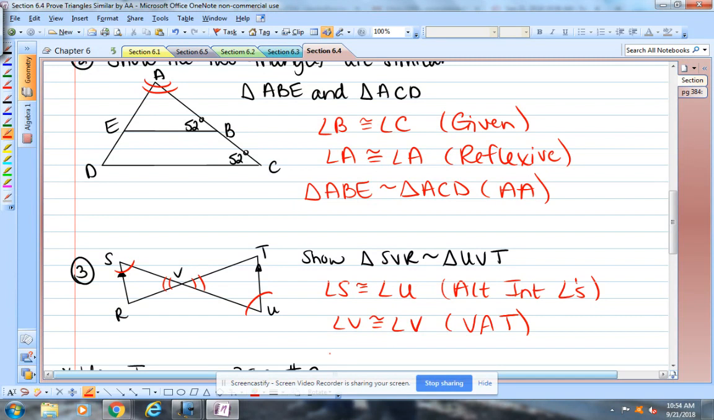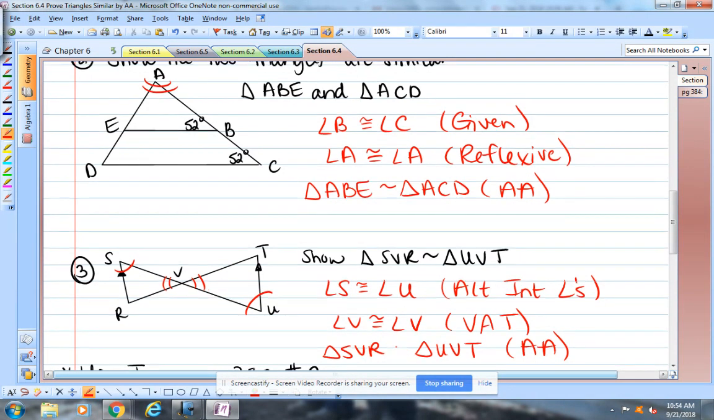Yes, I have two angles congruent from each triangle. So triangle SVR is similar to triangle UVT by what postulate? Angle, angle. Now we're going to learn two other postulates on Monday that we can also use to prove triangles similar. But right now, all we know is angle, angle. I did put congruent, and I should have put similar. Thank you so much. One squiggle is all I need.